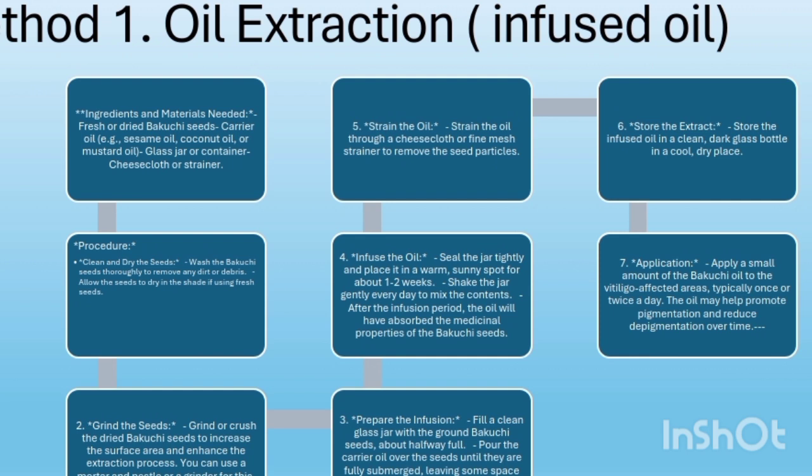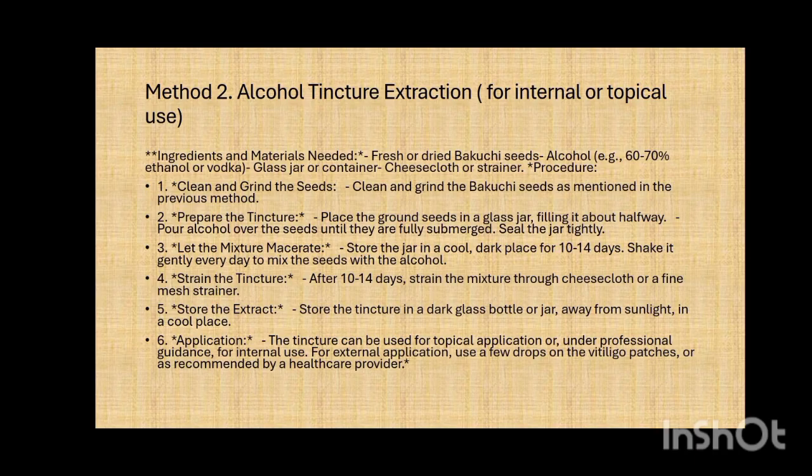Strain the oil and store the extract, and apply a small amount of Bakuchi oil to the vitiligo affected area, typically once or twice a day. The oil may help promote pigmentation and reduce depigmentation over time. And we have to store the oil in a clean, dark place, in a glass bottle.